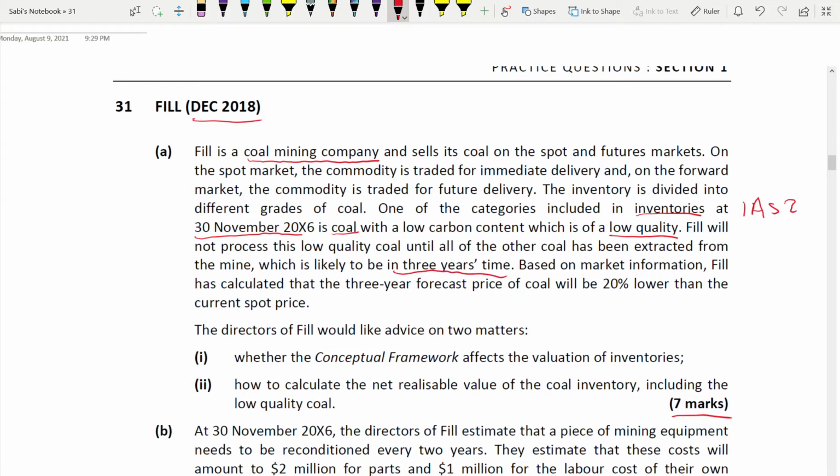Based on the market information, Phil has calculated that the 3-year forward price of the coal will be 20% lower than the current spot price. Okay, so the 3-year forward price of the coal will be 20% lower than the current spot price. That means the current spot price is higher and the 3-year forward price will be lower.